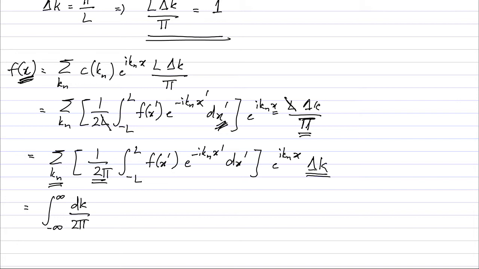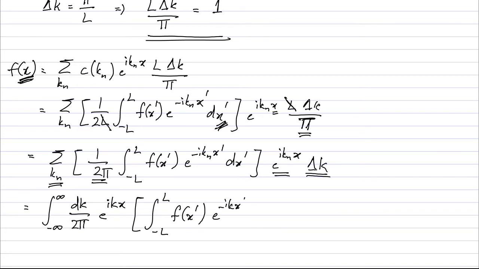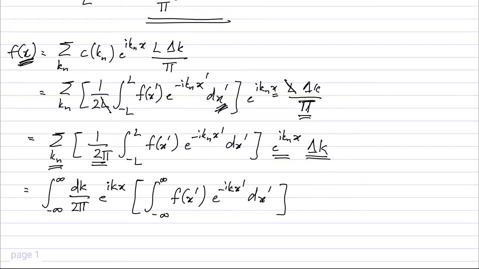And then I have e raised to the power i k x, and then I have this thing, the integral of f of x prime e raised to the power minus i k x prime. Oh sorry, I should be integrating from minus infinity to plus infinity, because I'm already taking the limit that L goes to infinity. So this is the so-called Fourier integral theorem.